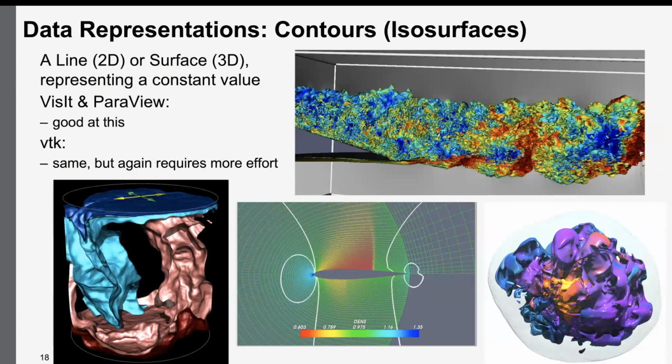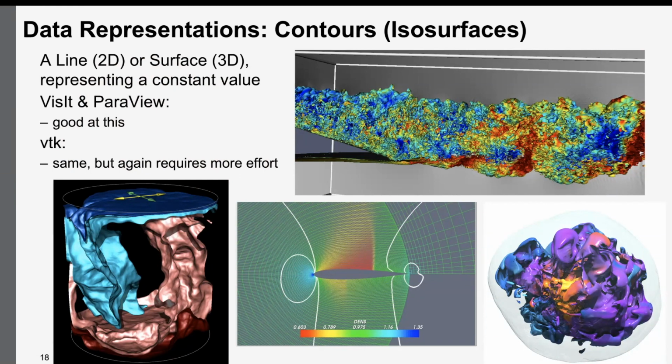So contours or isosurfaces, well, in 3D it would be an isosurface, in 2D it would be an isoline. This is essentially where it's representing a constant value throughout a data set, right? For example, in the lower left, we have 4 different surfaces where each surface represents a different temperature. And so we're coloring each of them differently based on those same values.